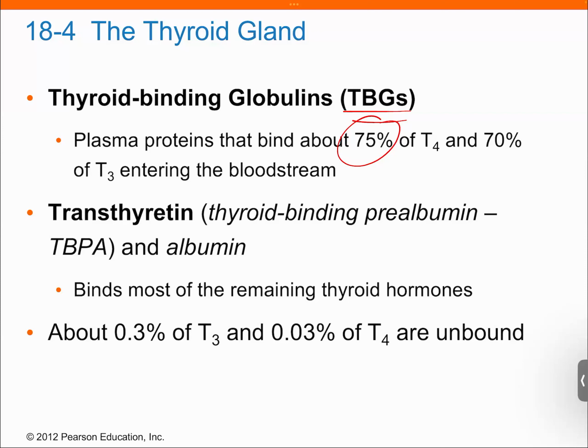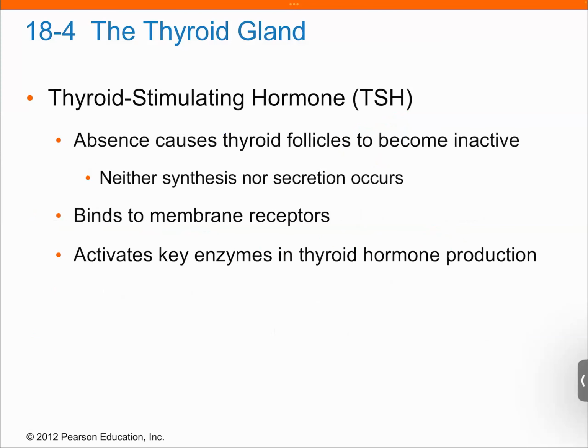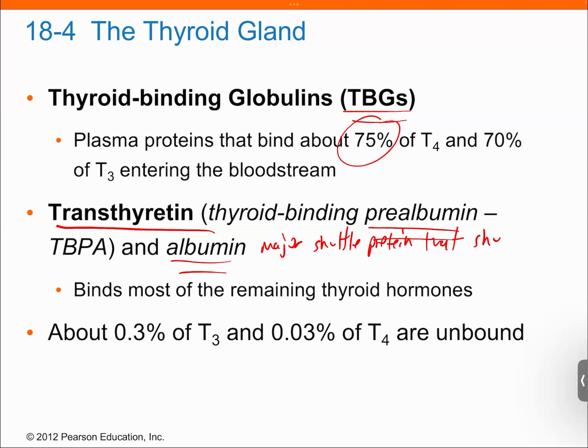Now, what about the other quarter to 30% or so? Where does that go? Because that's a pretty big percentage to just leave behind. Well, the rest of it is mopped up by what's called transthyretin. This is basically a thyroid binding protein that is considered a pre-albumin. So albumin itself is a major shuttle protein that shuttles many types of lipids.